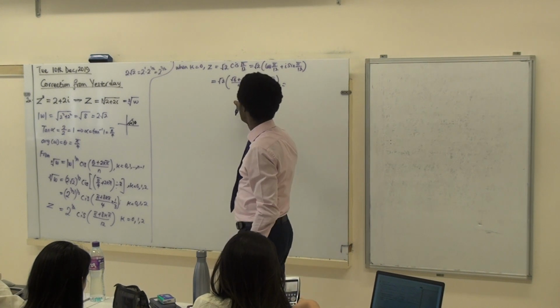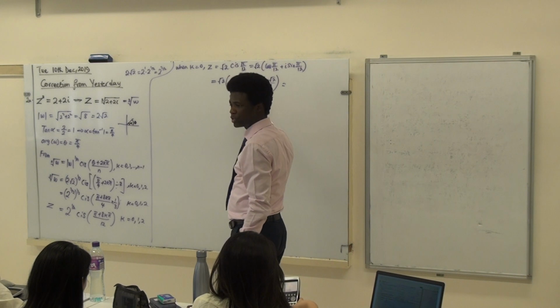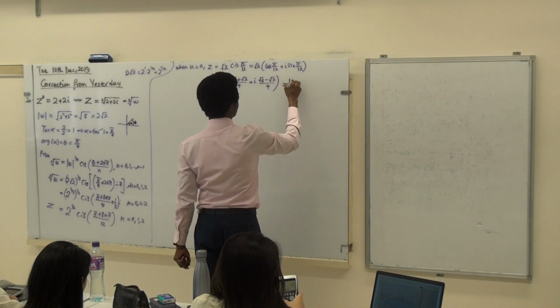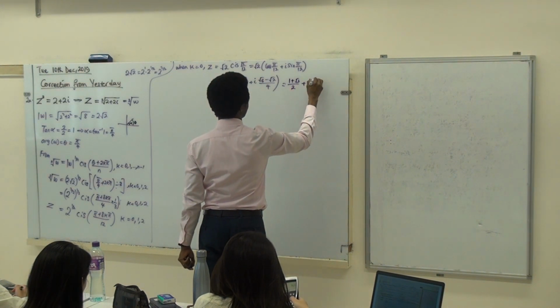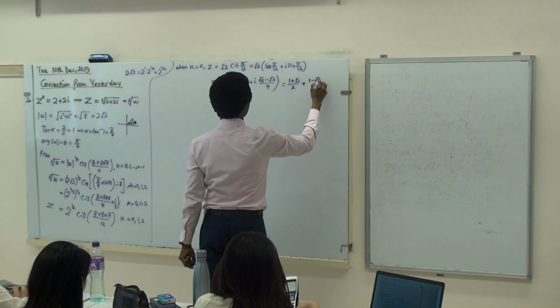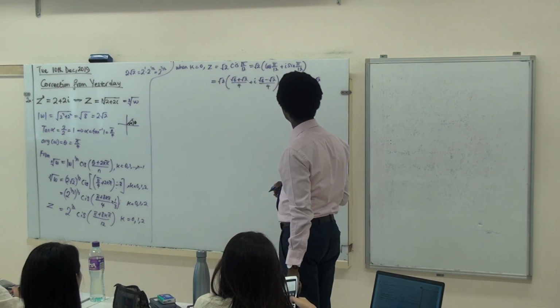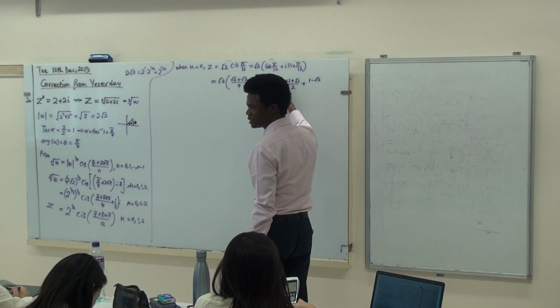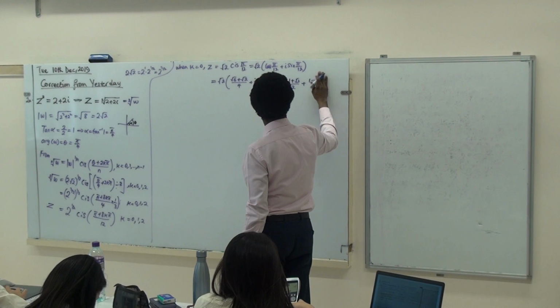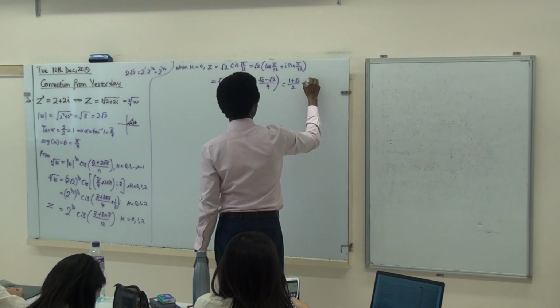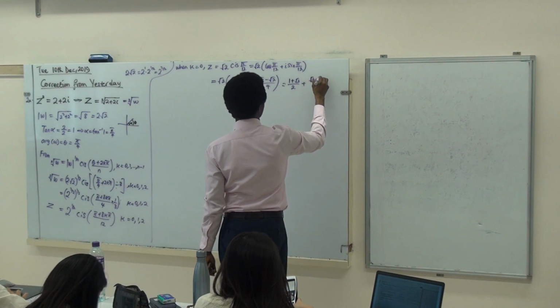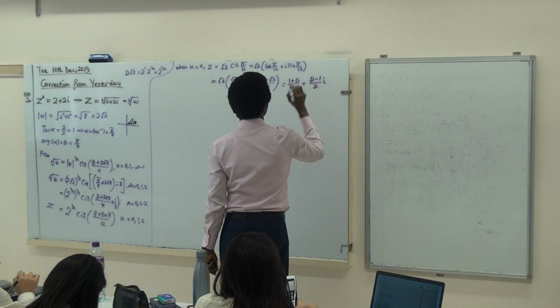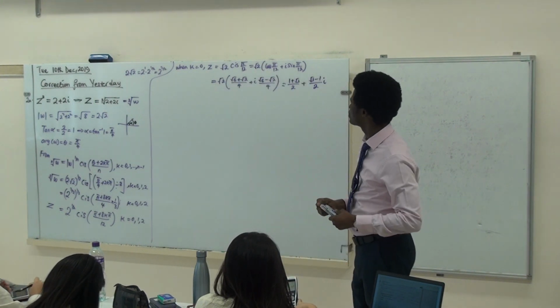Yes, anyone? 1 plus root 3 over 2. This is 1 plus root 3 over 2. So 1 plus root 3 over 2 plus, is it safe to say 1 minus root 3 over 2? So plus root 3. So this is root 3 first. The second one is what? Minus 1 plus root 3. So that will be root 3 minus 1 over 2. Yeah, something like that. So that's the first root.